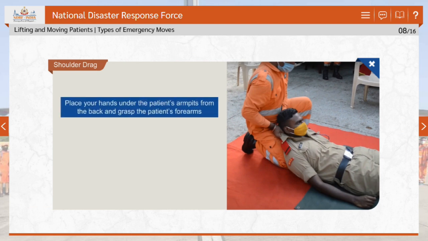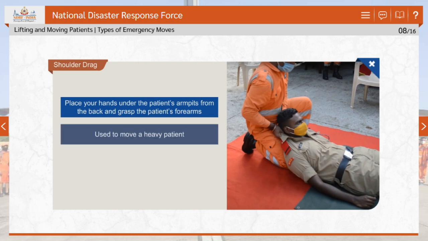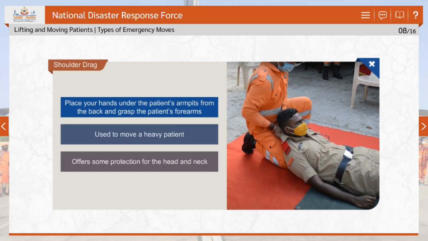Place your hands under the patient's armpits from the back and grasp the patient's forearms. Used to move a heavy patient. Offers some protection for the head and neck.